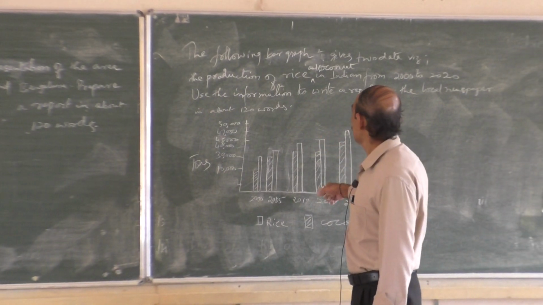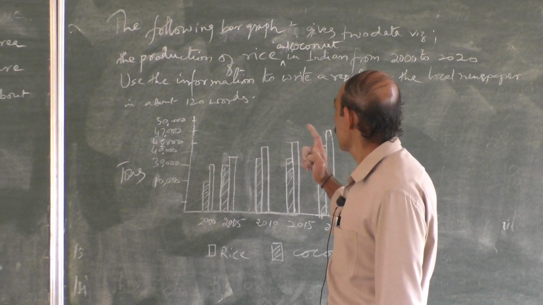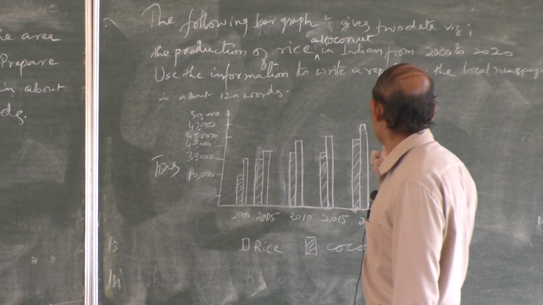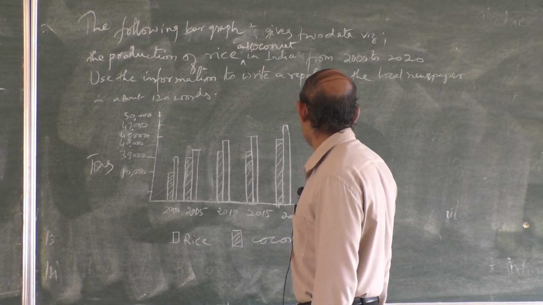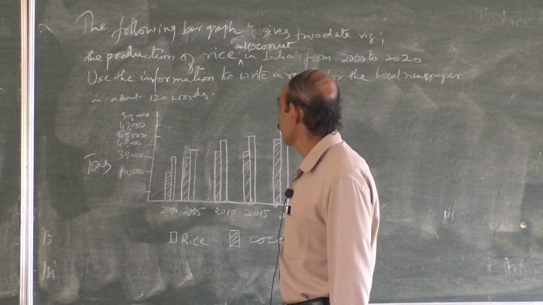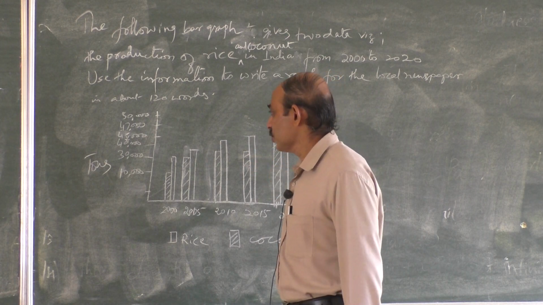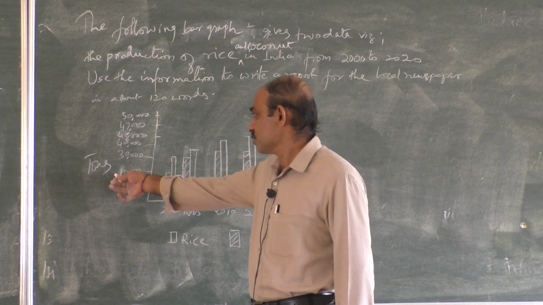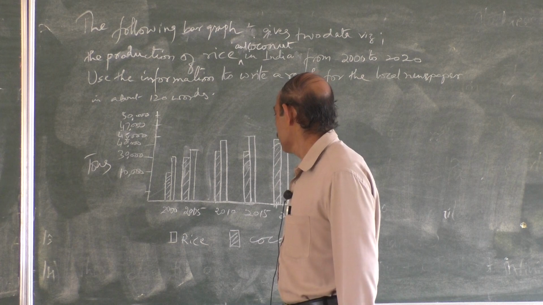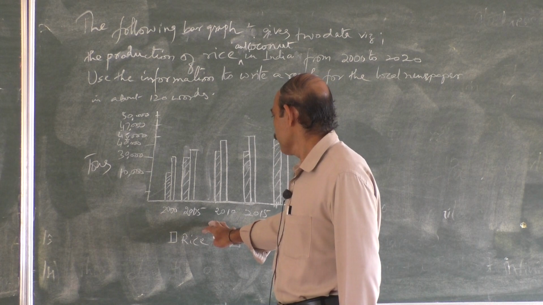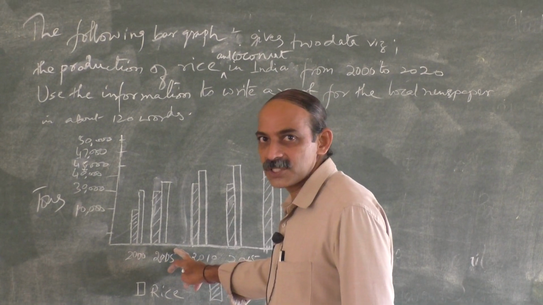The following bar graph gives two data, namely the production of rice and coconut in India from 2000 to 2020. Use the information to write a report for the local newspaper in about 120 words. I have given the production of rice and coconut in tons, and the years have been given on the x-axis.